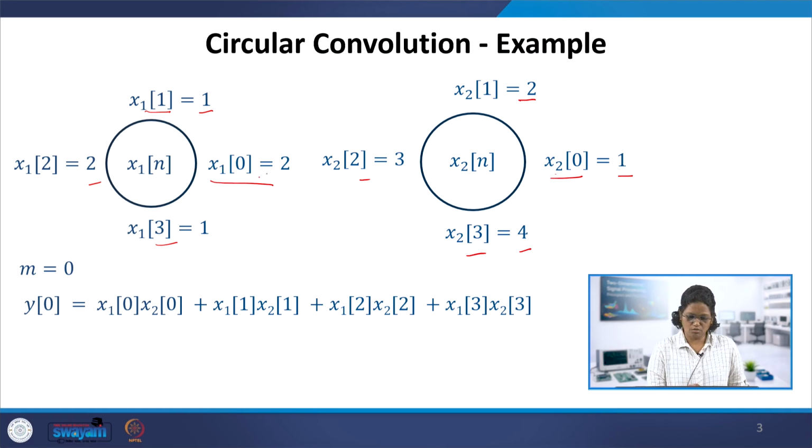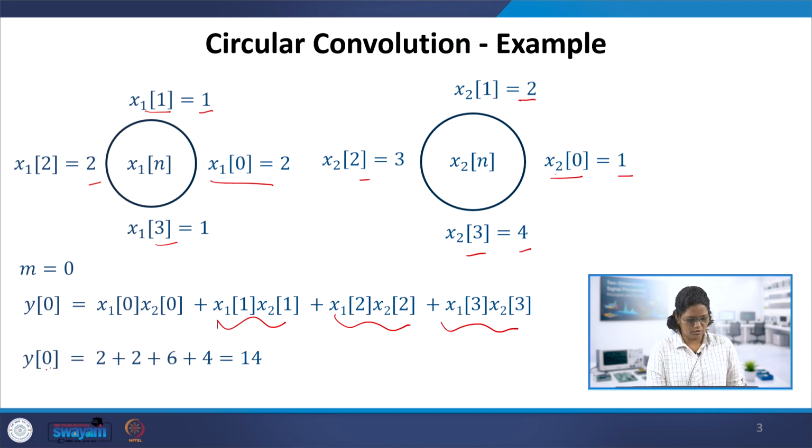That means you multiply the corresponding indices: x1 of 0 and x2 of 0, which is 2 and 1. Similarly, the respective indices 1 and 2, multiply them, and similarly the third, x1 of 2 and x2 of 2, which is 2 and 3, and the fourth position can also be multiplied, and add the sum for m equal to 0. That's what the equation says. That is 2 plus 2 plus 6 plus 4, which yields 14. That's y of 0, the first circularly convolved value, is 14.